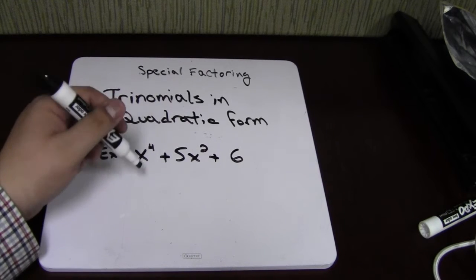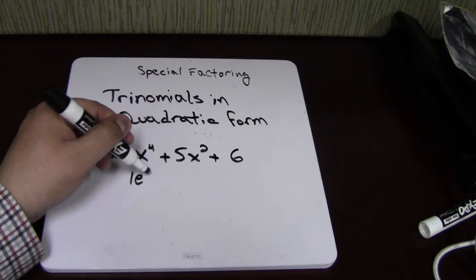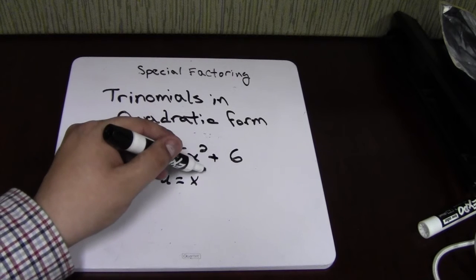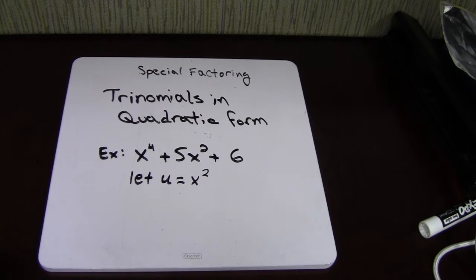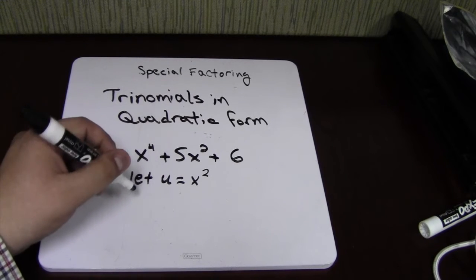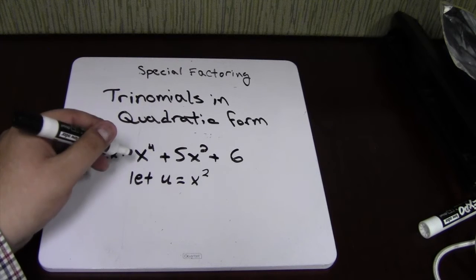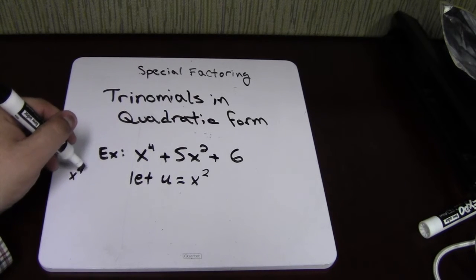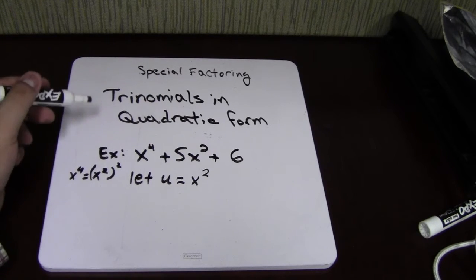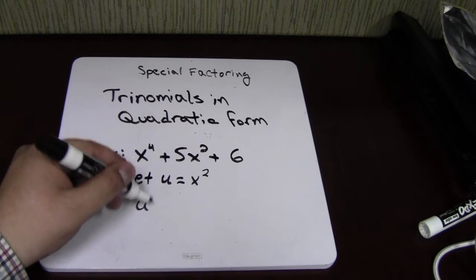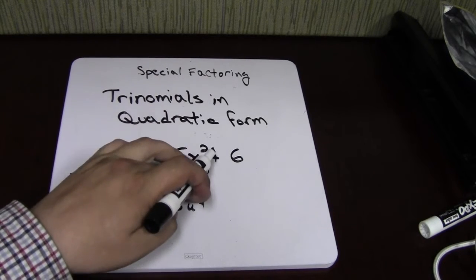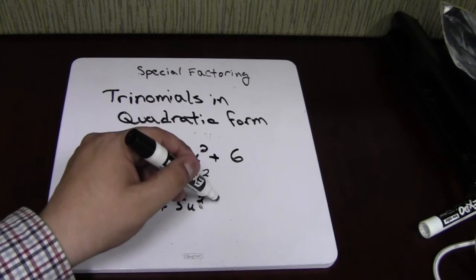What we'll do is a little substitution, all right? We're going to let u equal x squared. Now, why did I do that? Well, the reason I did this is because x to the fourth is really the same thing as x squared squared, so I can say that this is equal to u squared plus 5u plus 6.